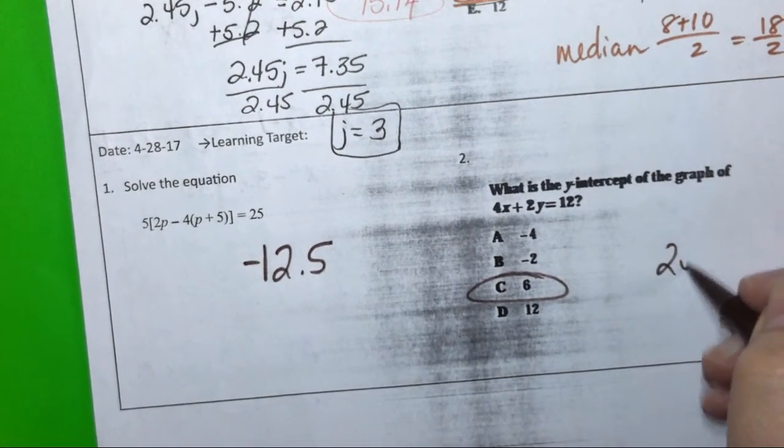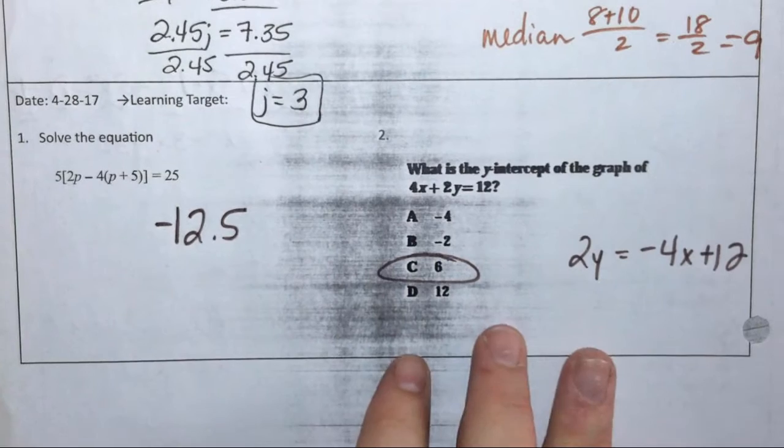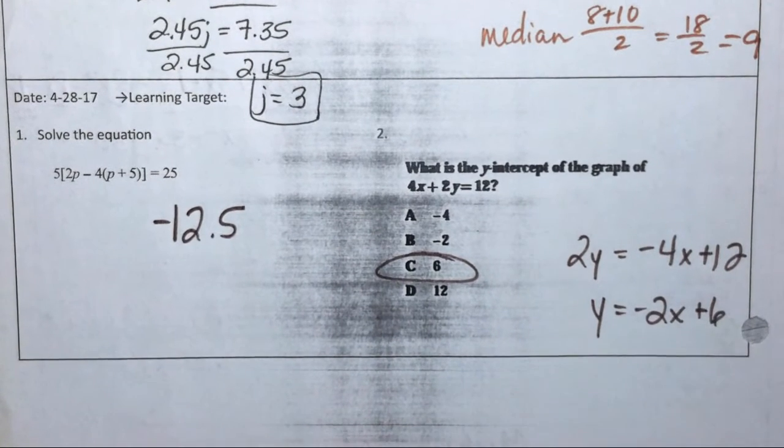No, I didn't do standard form because I hate that. At least the fact you recognize the different forms, I'll give you that. So you got y equals negative 2x plus 6. Yeah, good for you.